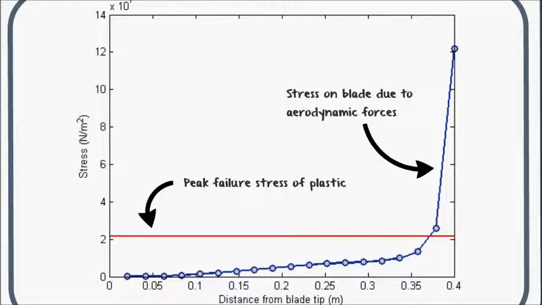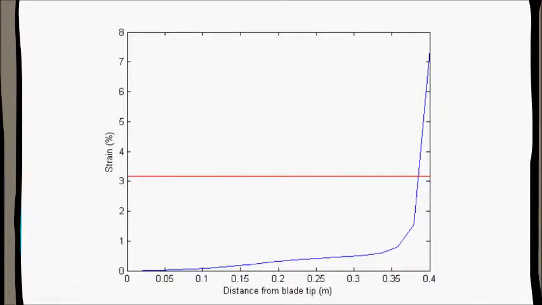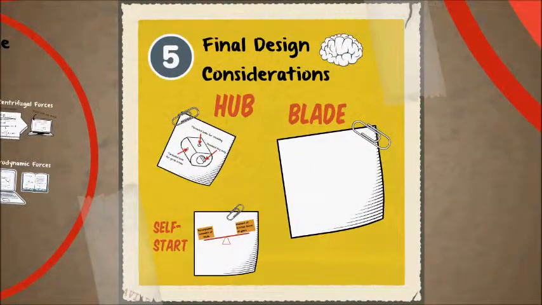Here, we can see that the stresses at the root will exceed the yield stress. Therefore, further strengthening will be applied in the final design considerations. The deflection caused by the aerodynamic forces results in a similar plot to the stress curve. Final design considerations. The blade.